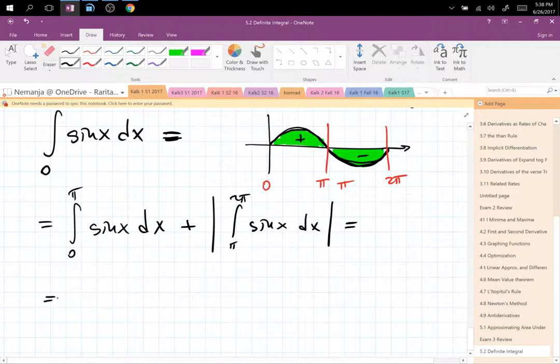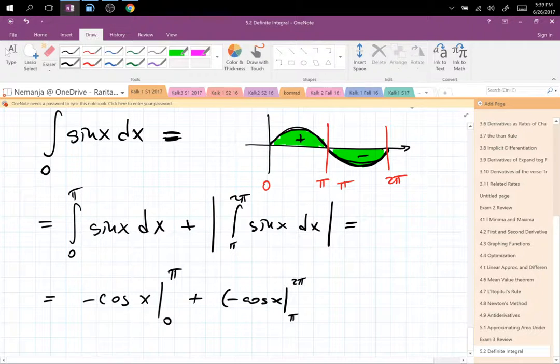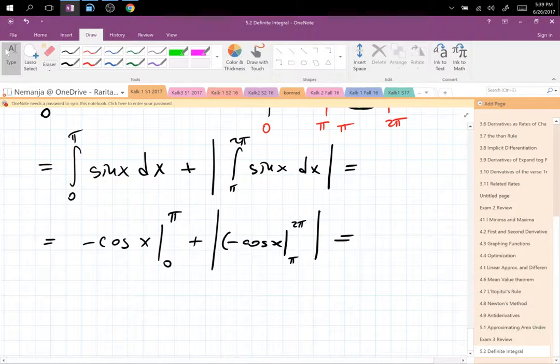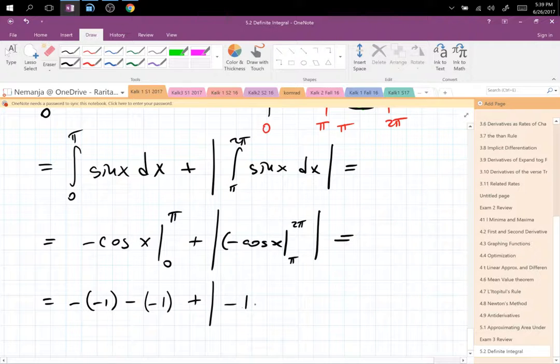So now what I do here is I have negative cosine x computed from 0 to pi plus another negative cosine x computed from pi to 2 pi, but the second one is in absolute value because I have to get the positive number to add to the first positive number. So now I have negative, negative 1 minus another 1, and then I have the plus absolute value of negative cosine of 2 pi is 1 minus another 1, which gives me 2 plus 2, which is 4.